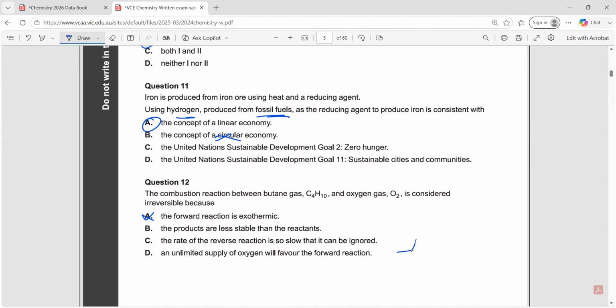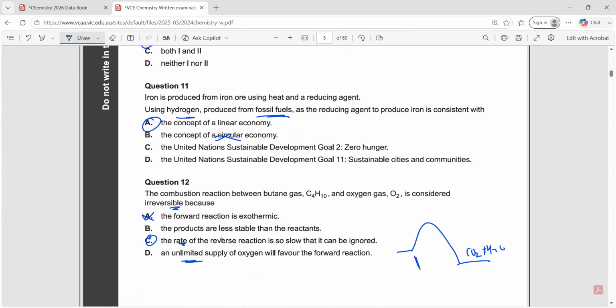So the rate of the reverse. I'd say it's considered irreversible just because the rate of the reverse reaction could be happening, but because it's so slow, it's pretty much ignored. There's such a large release of heat energy that, even though it could be occurring, it's occurring at such a slow rate that it's pretty much borderline ignored. There's not an unlimited supply. What are we talking about? Infinite supply of oxygen? I don't know. It just seems very odd, and favoring the forward reaction.